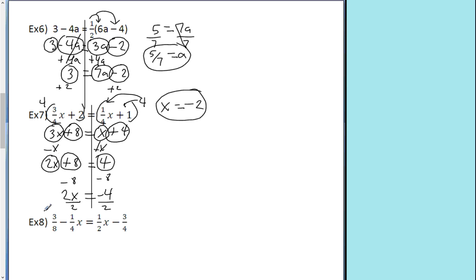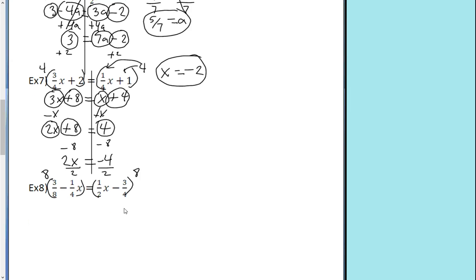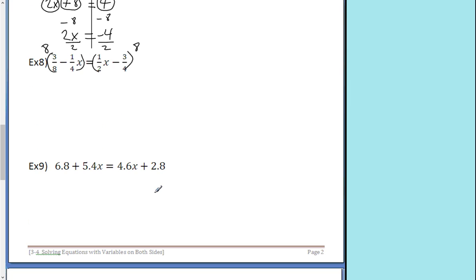All right, for the last example here, before we get into the really hard ones, once again, I have a whole bunch of fractions. So what's the common denominator for 8, 4, and 2? Well, they all can go to 8, can't they? The LCM of 8, 4, and 2 is 8. So I'm going to start off and multiply everything by 8. Okay? Now watch what happens when I multiply everything by 8. It makes a hard problem much easier.